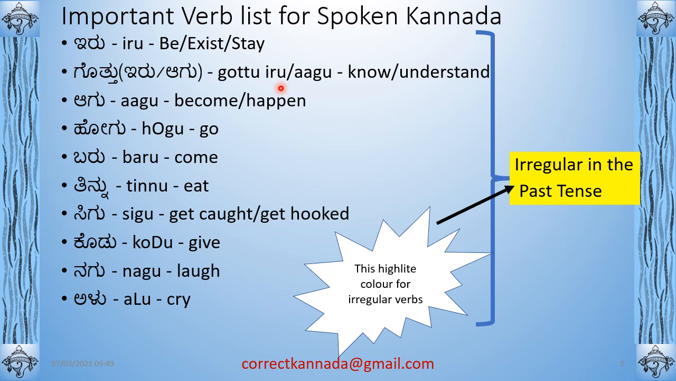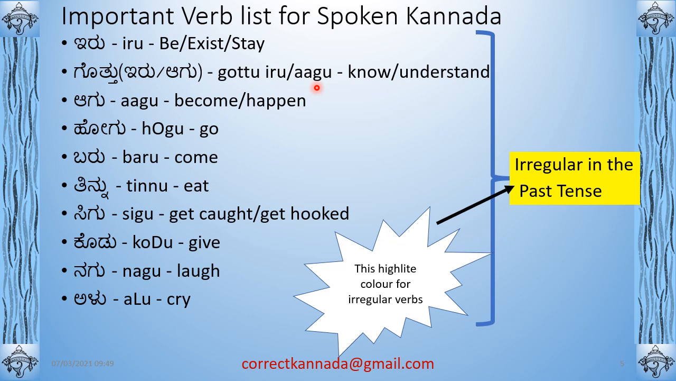Nanage gottittu. ನೀನು ಲೇಟಾಗಿ ಬರ್ತೀಯ ಅಂತ ನನಗೆ ಗೊತ್ತಿತ್ತು. I knew that you would come late. There you say ಗೊತ್ತಿತ್ತು, the iruva past tense. So this is one usage. Then if you use agu to say I understand: ನನಗೆ ಗೊತ್ತಾಗಿದೆ, ನನಗೆ ಗೊತ್ತಾಯಿತು, I understood. ನನಗೆ ಗೊತ್ತಾಗಿದೆ, I have understood.